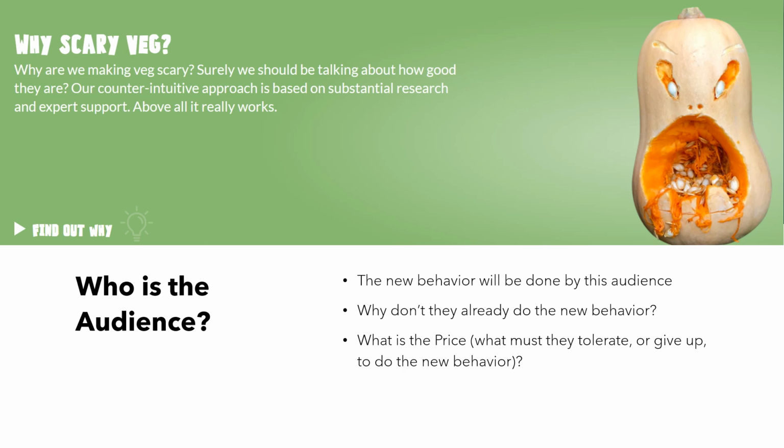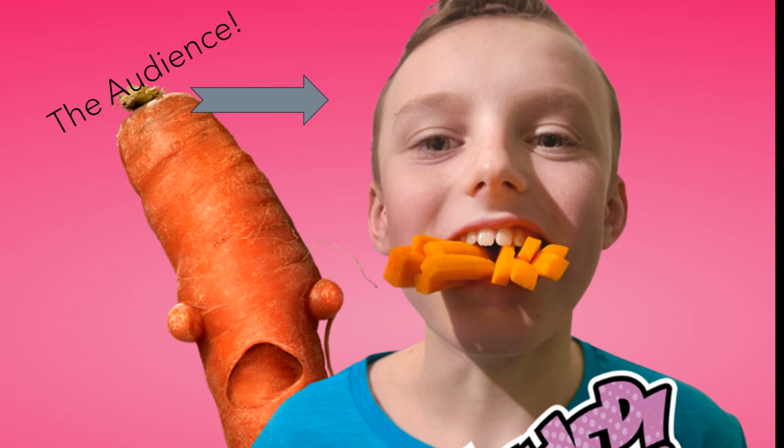Here's a bit of the campaign material. It's a screenshot of why are we making vegetables scary? And they explain why. It's because it's based on research and expert support, but it works for the target audience, and that is kids. So for this campaign, the audience is kids. Now, some of the campaign materials will be aimed at adults and also schools, but the audience itself is the one that's going to do the new behavior. That's kids. And so the campaign will try to get to adults to help kids eat more vegetables. But the audience of the campaign is aimed at kids, and that's why the campaign looks the way it looks.